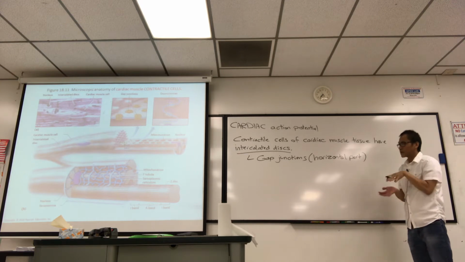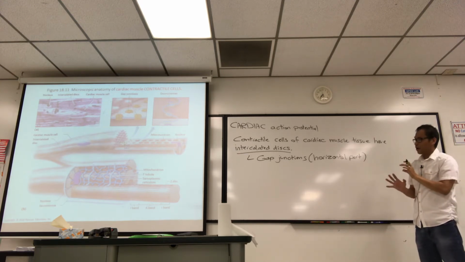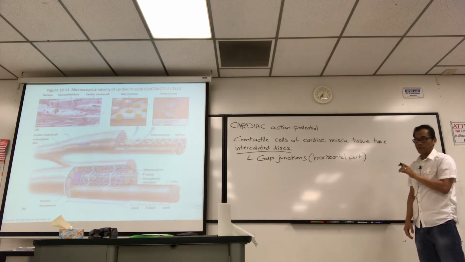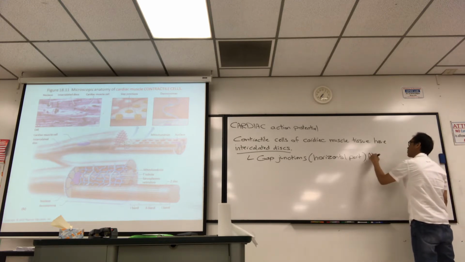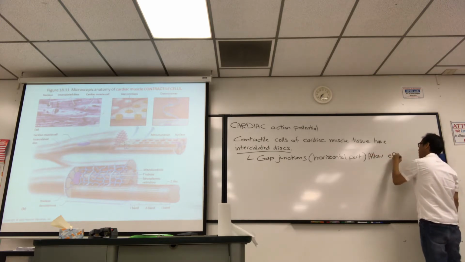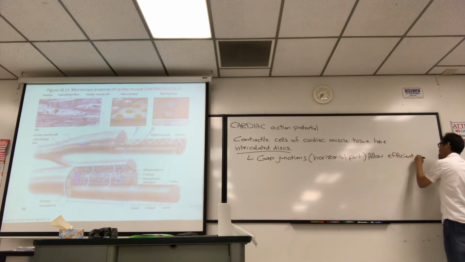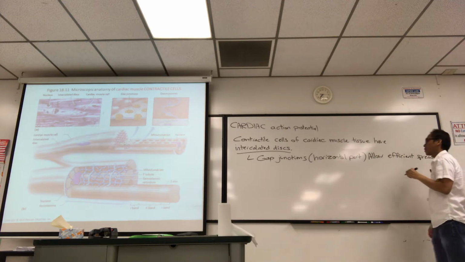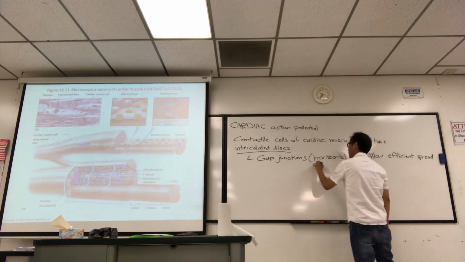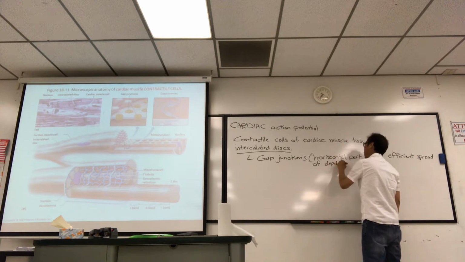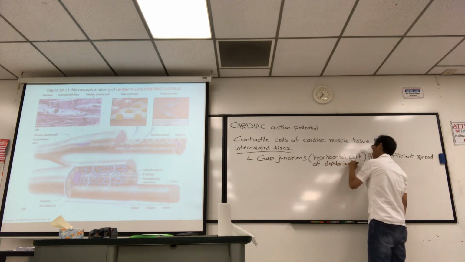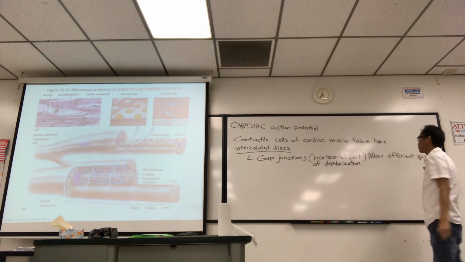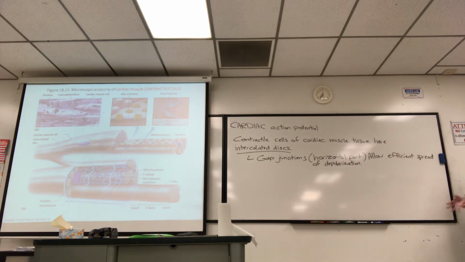And if you recall, they link cells together, but in the case of the heart, the gap junctions will allow efficient spread of the depolarization. Signal starts at the SA node and it spreads to every cell of the heart, mostly because of the gap junctions in the intercalated discs.